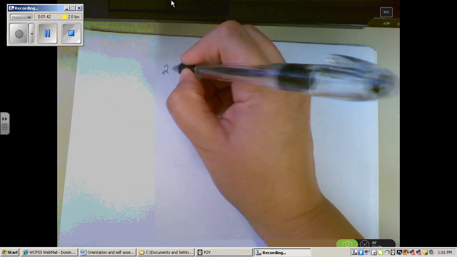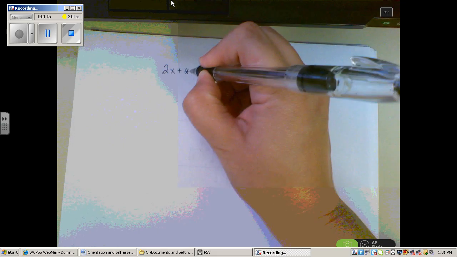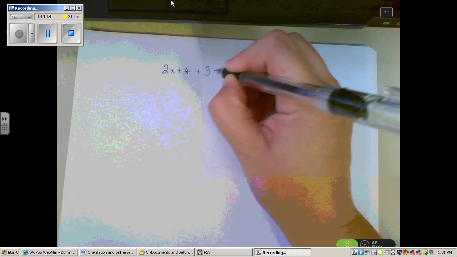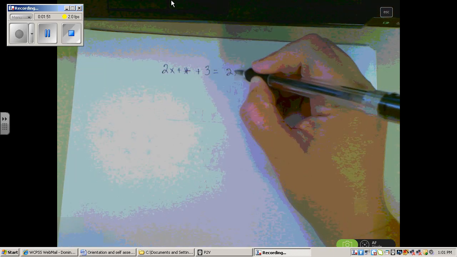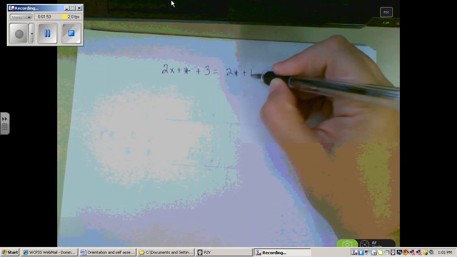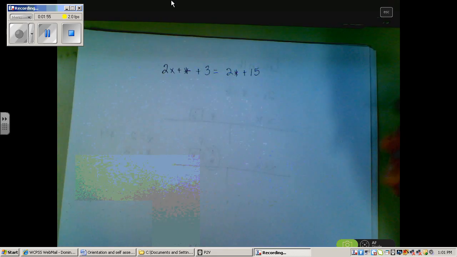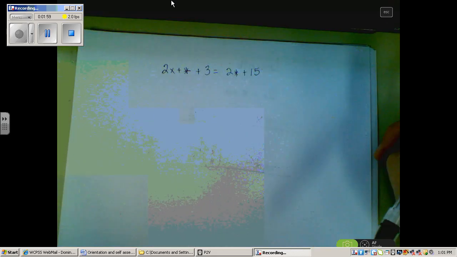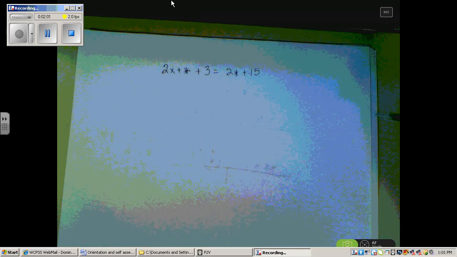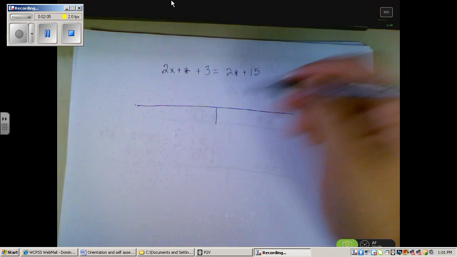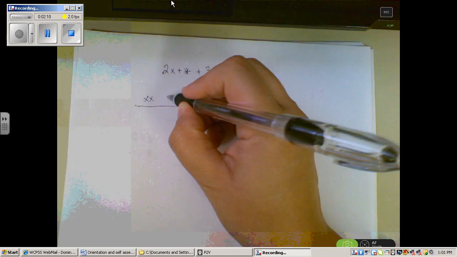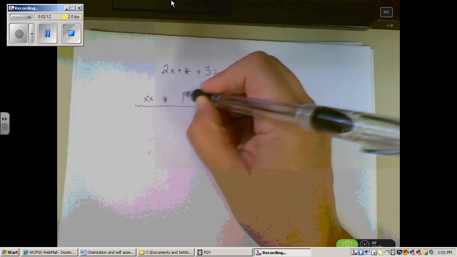We have 2x plus star plus 3 equals 2 star plus 15. Now you can pause the video and try to solve this one on your own, and then play it again and I'll show you how I solved it. First, I'm going to draw it out on my scale. 2x, star, 3.